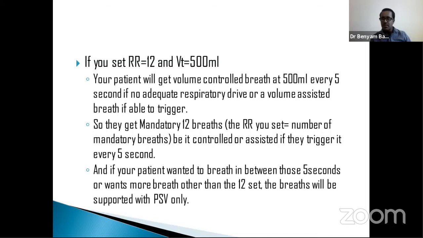So mandatory breaths, meaning the rate that you set is equal to the number of mandatory breaths. Be it controlled or assisted, if they trigger it every second, it will be given to them via assisted. If they don't trigger it, 12 breaths will be given controlled. What happens if a patient wants to breathe more, or wants to breathe in between those 5 seconds or the set 12 respiratory rate?